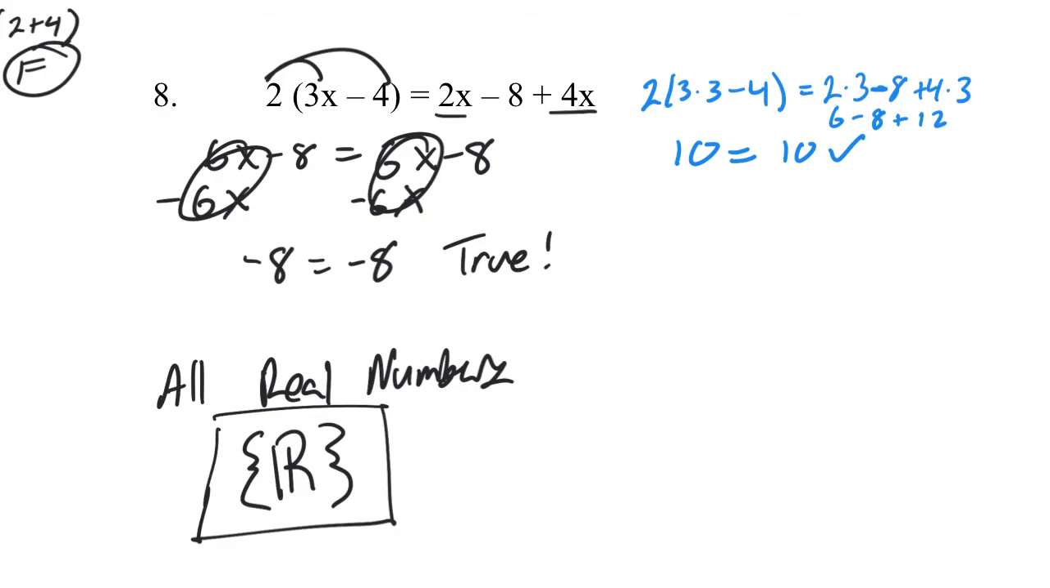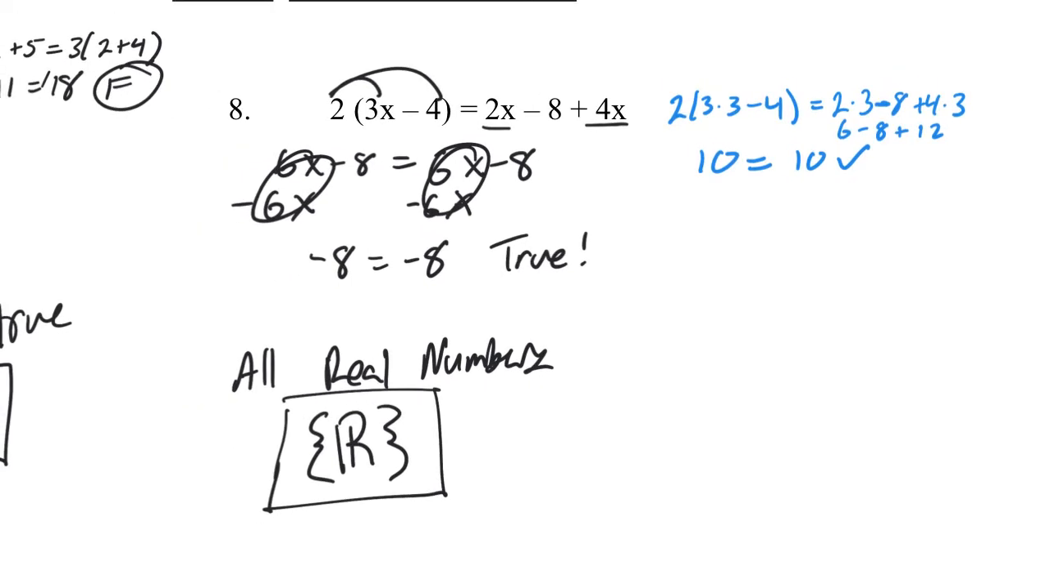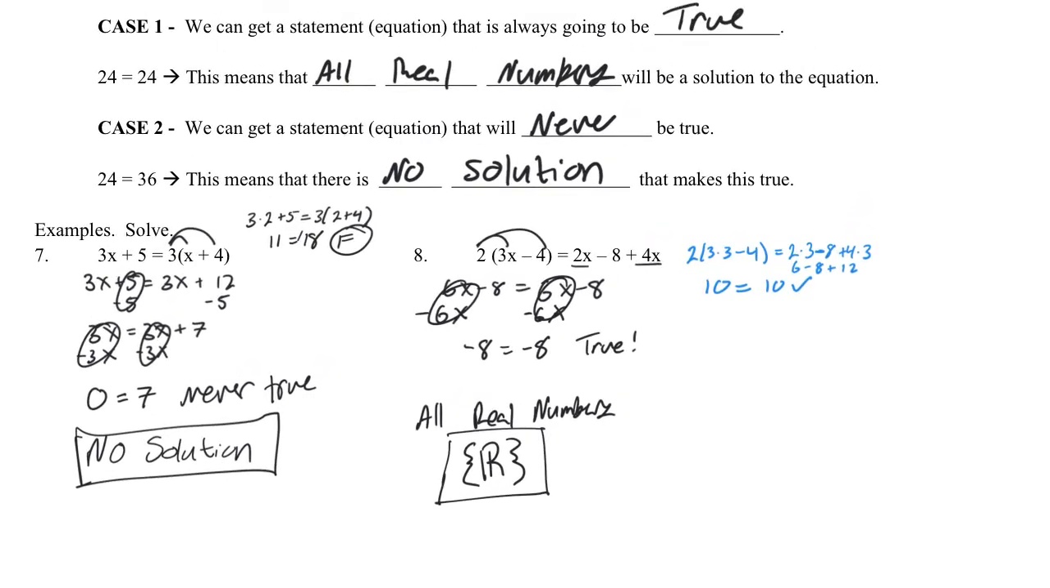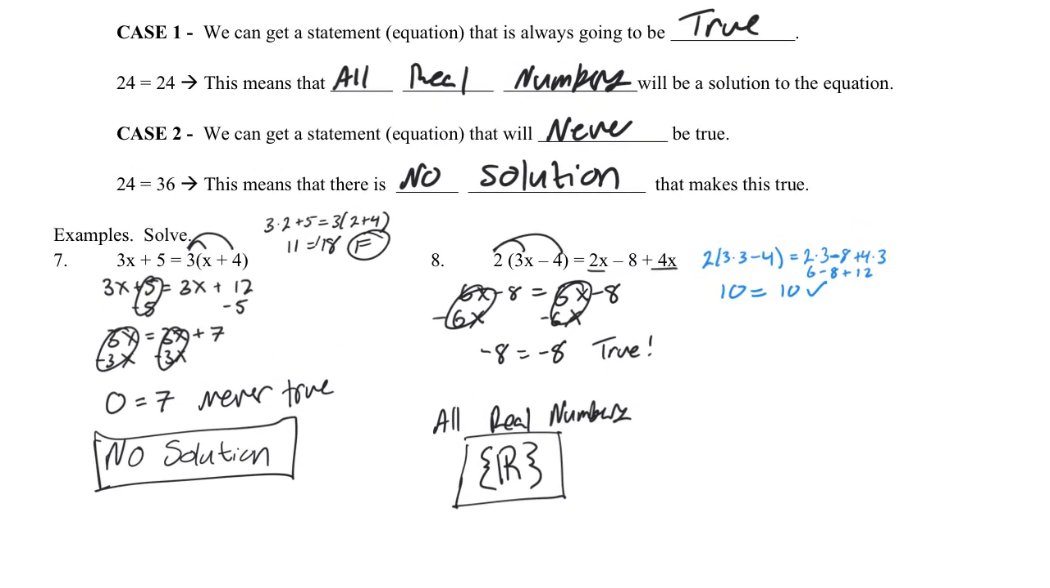Again, that's not a strategy for claiming that it's all real solutions. It's just showing that I picked something random and it worked. Okay, so 2 special cases: either always true, all real numbers, or never true, or false, and no solution.